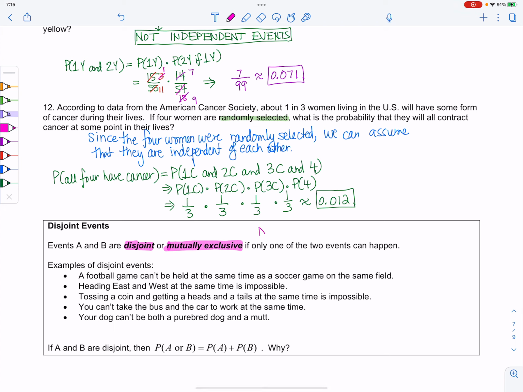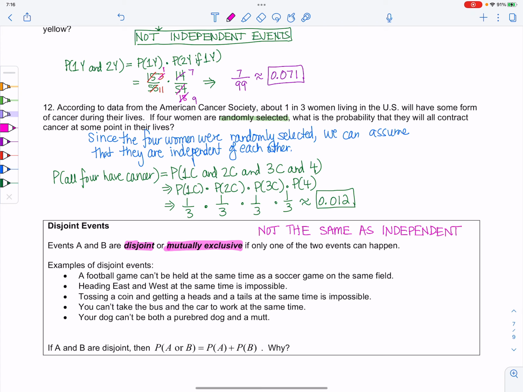Now, make sure you are aware that this is not the same as independent. It's a completely different concept. In fact, if you know two events are disjoint, then they are not independent.